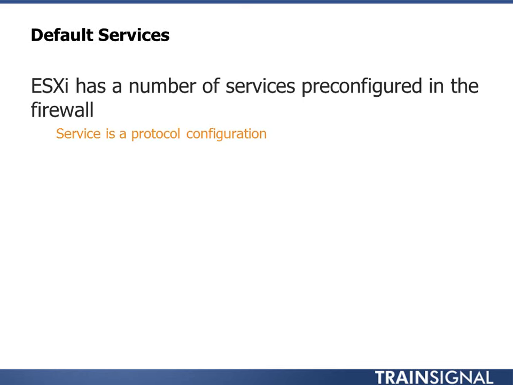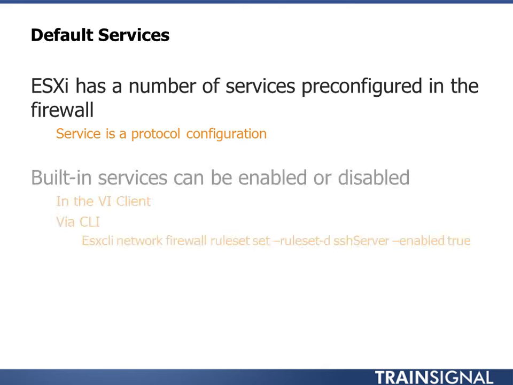Default services. So there's a bunch of services in ESXi already set up. A service is a protocol configuration. Basically it says inbound ports and outbound ports allow or deny. So it's a firewall. That's just kind of what it does, right? But those are built in, and the built-in ones can be enabled or disabled in the VI client or via the CLI using esxcli network firewall ruleset set --ruleset-id SSH server --enabled true.